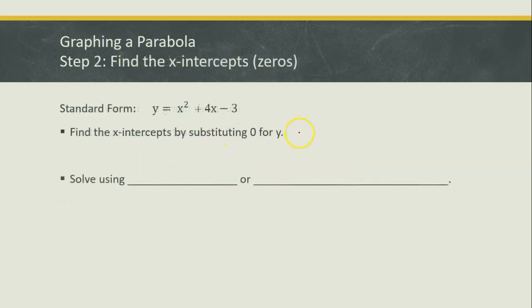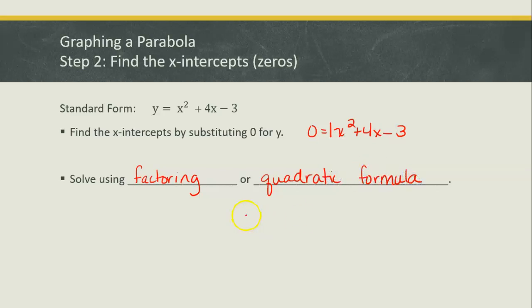So now we find our x-intercepts by substituting 0 for y, which you and I already did on the last screen. We got 1x squared plus 4x minus 3. And then this is where we're either going to use factoring or the quadratic formula. I always think factoring is easier if it's possible. Unfortunately, factoring is not always possible. So let's see if it is.